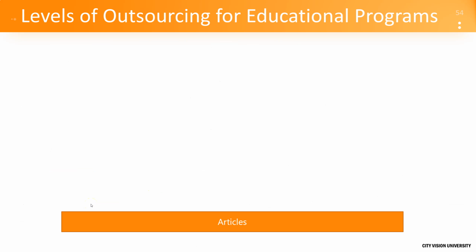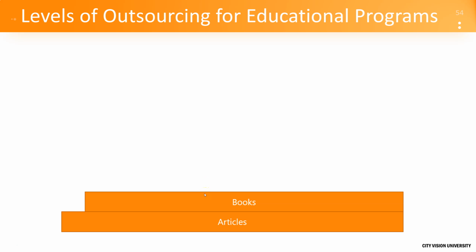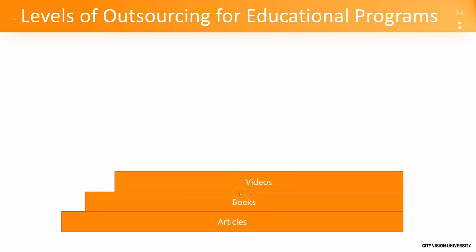Now, let me talk about the levels of outsourcing for educational programs. So the easiest thing is to have an article. So just about every program, you might bring in an outside article and say, hey, read this outside article, right? Now, the reason why these build on each other is because often these can combine things. So a book is kind of more intensive. It's kind of a collection of articles.